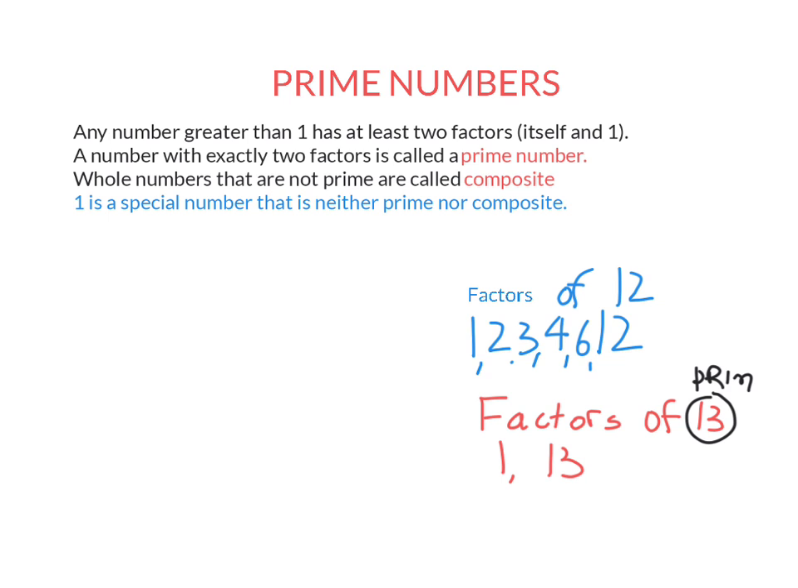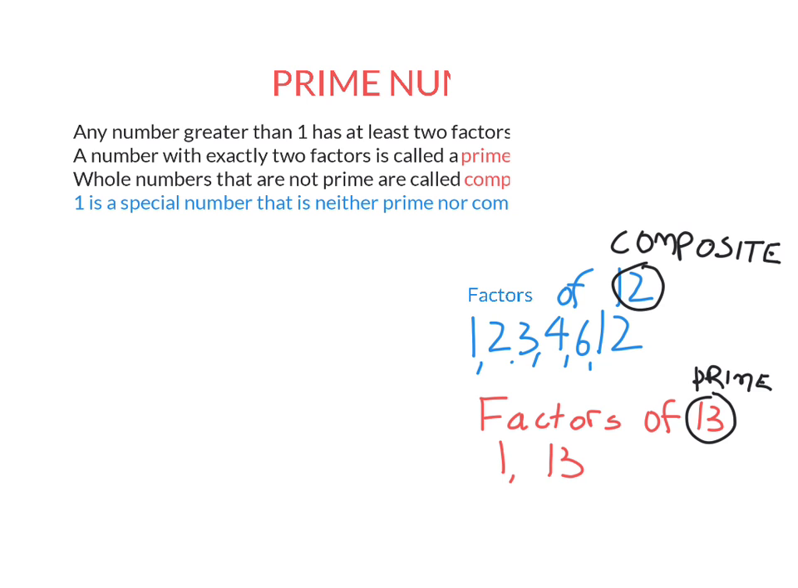On the other hand, 12, as we saw, has more than two factors. It has 6 factors. So because it has factors other than itself and 1, like 2, 3, 4, and 6, we say that 12 is a composite number. So numbers with the smallest possible number of factors, themselves and 1, are called prime, and if they're not prime numbers, they're composite. So if a number has only two factors, itself and 1, it is prime. If it has more than two factors, it is composite.